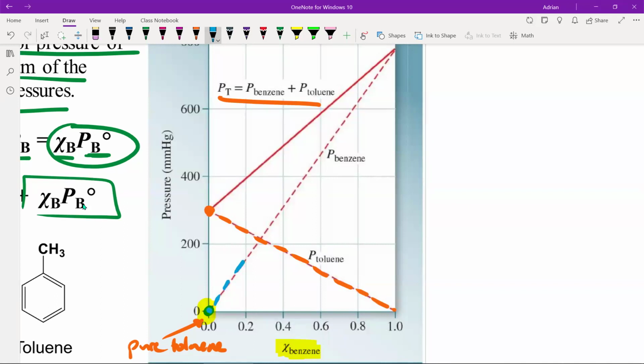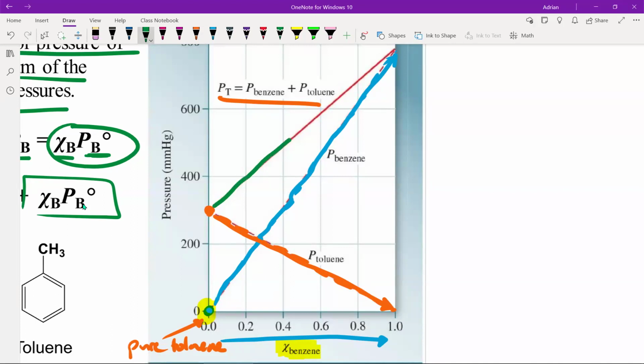And then what we find is, as we increase the mole fraction of benzene, increasing this way, the partial pressure of the benzene starts to increase. And as the mole fraction of benzene increases, the mole fraction of toluene has to decrease, right? Because they need to add up to one. When we add together their partial pressures, we end up with the total pressure of the solution, and that is just the sum of each of these partial pressures.